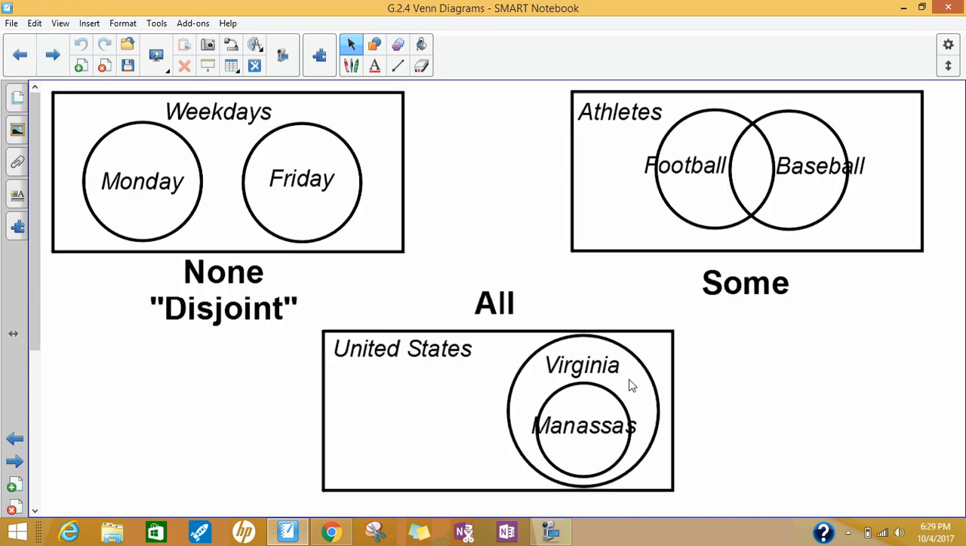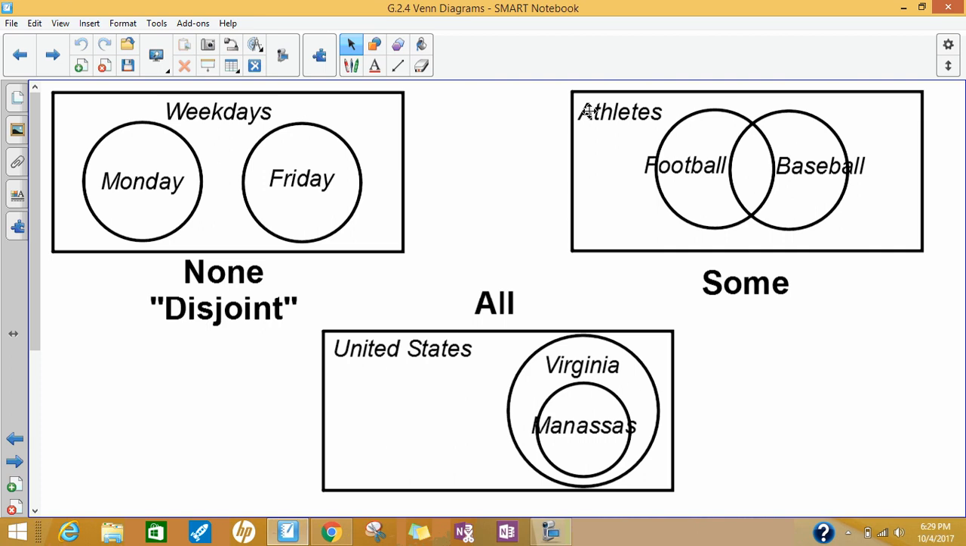So the one that looks like what we've already talked about is this one down here. This represents the word all. So you might see something like, if you live in Manassas, then you live in Virginia. Or you could say, all people who live in Manassas live in Virginia. The box is something a little bit new, and the box represents an even bigger group or set of people, and in this case I wrote the United States.